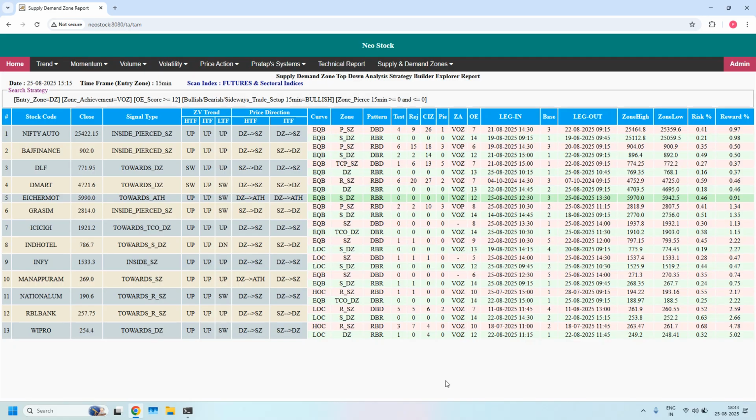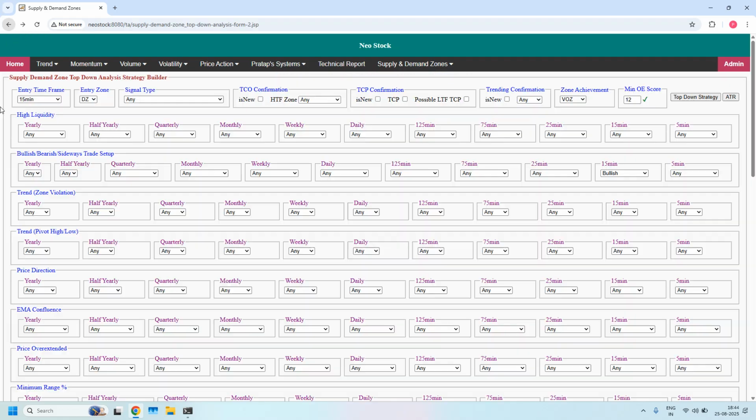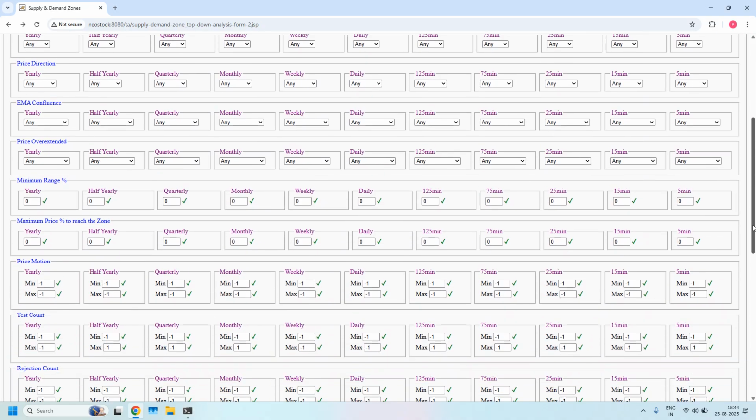Out of these 13, 15 minutes demand zones, there could be some high probability trade setup demand zones available based on different zone confluence and EMA confluence strategies that we already learned in lesson 27. So the first strategy is LTF and ITF demand zone confluence, and then ITF EMA confluence. That is nothing but 15 minutes and 75 minutes demand zone confluence.